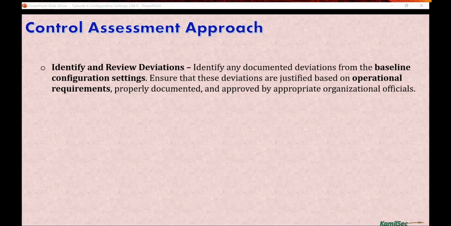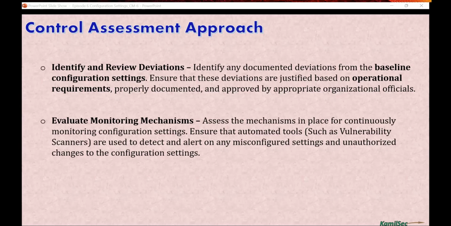And finally, evaluate the monitoring mechanisms. That is, you have to assess the mechanism in place for continuously monitoring the configuration settings. Ensure that automated tools such as vulnerability scanners, it could be any of the scanners, Nessus, Qualys, and any other scanner that is available to the environment or the organization, are being used to detect and alert on any misconfigured settings and unauthorized changes to the configuration settings or the baseline settings of the system.